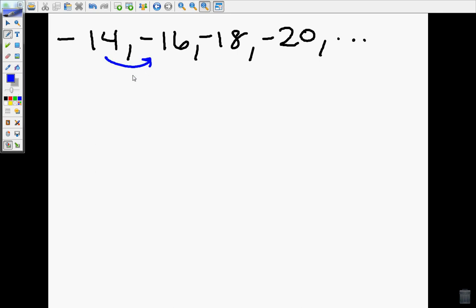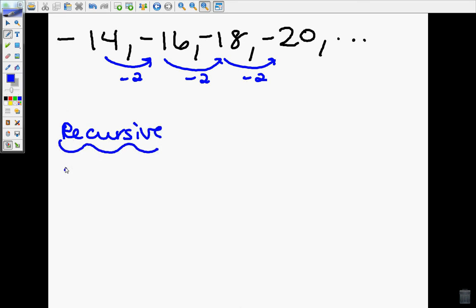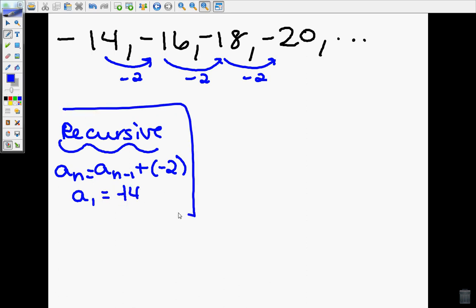Here we are subtracting 2. So our common difference here is negative 2 because we're going down 2. So the recursive formula is a sub n is equal to a sub n minus 1, and then you could either say plus negative 2 or minus 2. I would just write it this way. And then the first term is equal to negative 14. Okay, so that's the recursive formula.